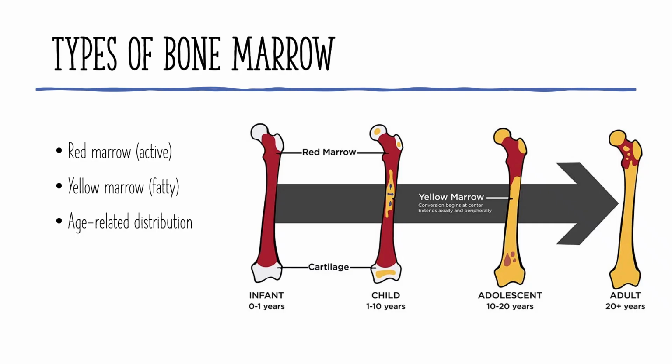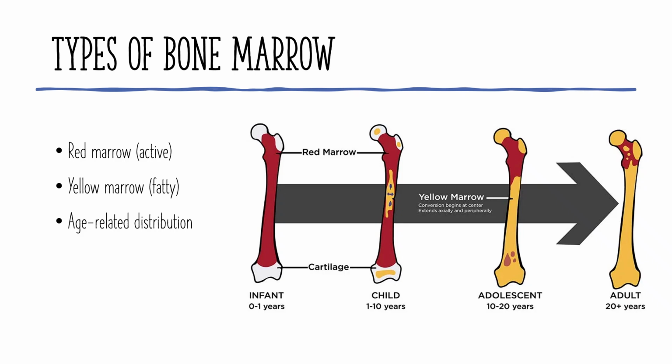Now let's talk about something students often memorize but don't always connect to interpretation. Red marrow versus yellow marrow. Red marrow is the active hematopoietic marrow. This is where cell production is happening. Microscopically, you'll see dense cellularity with developing precursors at multiple maturation stages. Yellow marrow, on the other hand, is primarily fatty and less hematopoietically active. It contains more adipocytes and fewer developing cells.